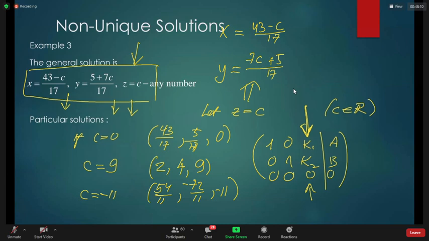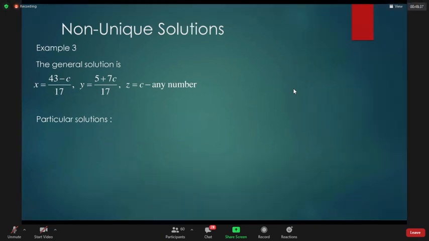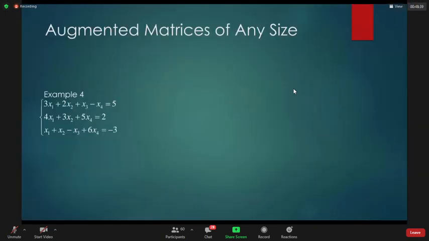Sometimes we have some conditions, and we might find the particular solution because the situation tells us C must be this or X must be this. If not, then in principle, we have the general solution. We can produce as many particular solutions as we want. Now I'm clearing this off and moving on to the next part.